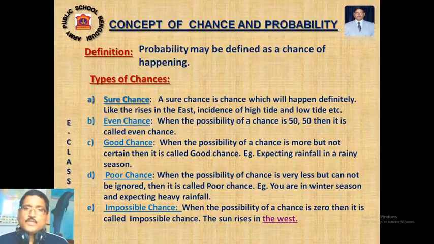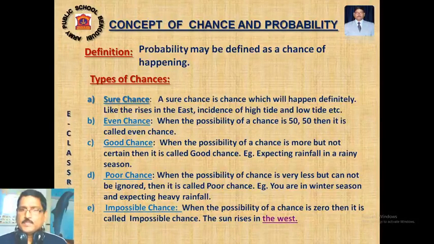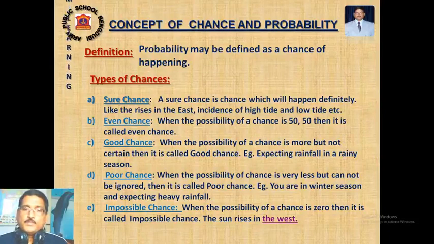Even chance, when the possibility of chance is 50-50, like a newborn child may be male. If it is not male, then female. So male and female both are having the same probability. That means 50-50. So then it is called even chance. Good chance. Good chance is what? When the possibility of a chance is more, but not certain. Probability always is not certain. Then it is called good chance.